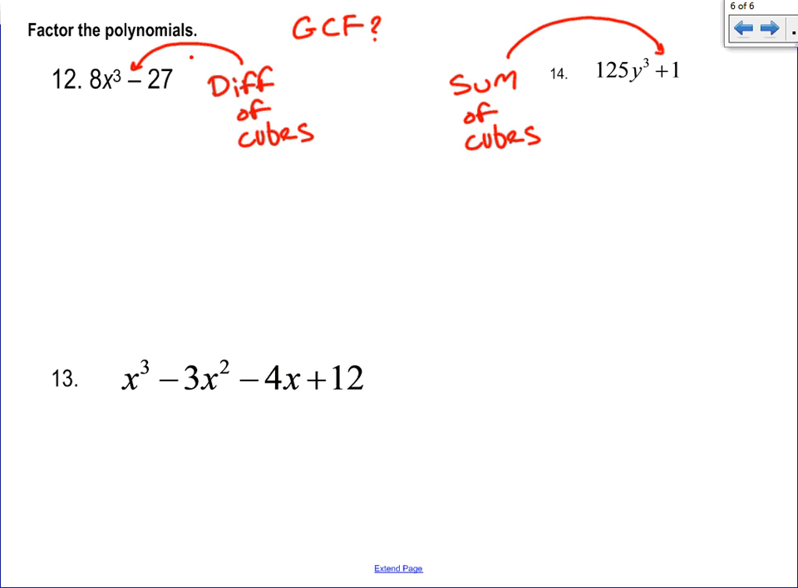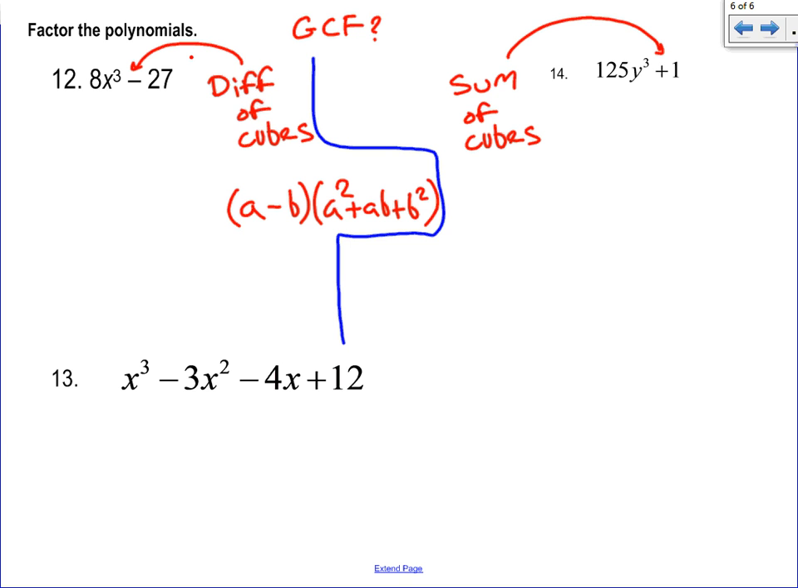The difference of cubes is a minus b times a squared plus ab plus b squared. And the sum of cubes is a plus b times a squared minus ab plus b squared. Now all you need to know for those problems is, what am I cubing?